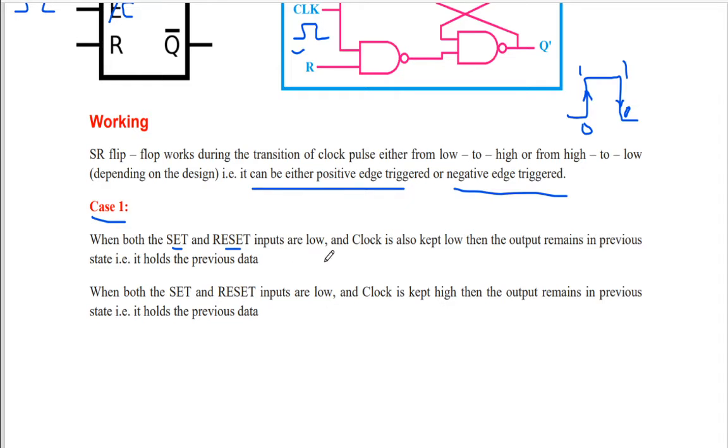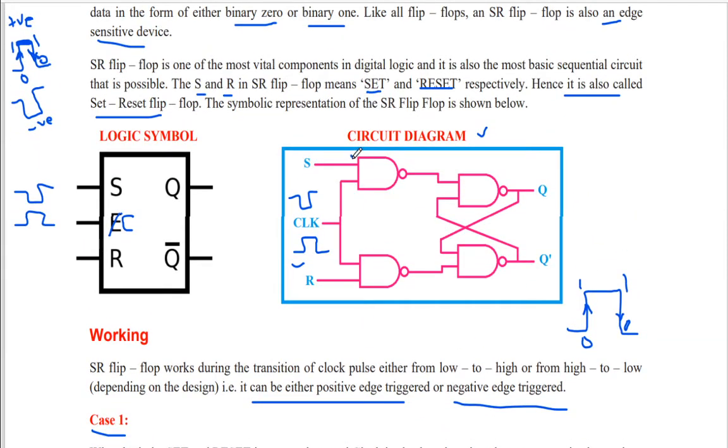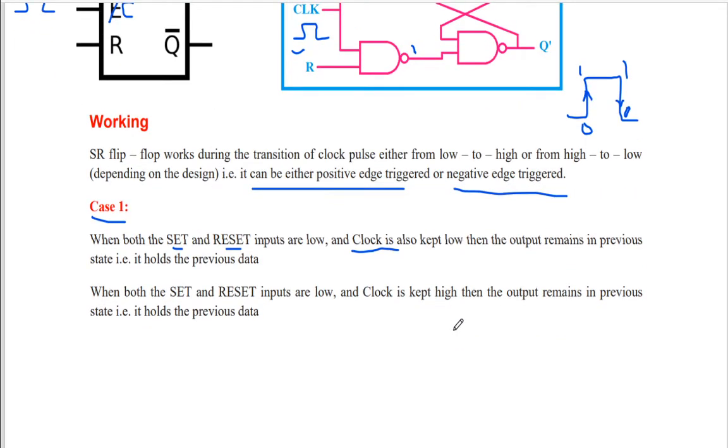When set and reset inputs are low, and we have the clock pulse also kept low and have not applied any clock pulse, what will happen? We know that the NAND gate will always produce a high output. Both the NAND gates will produce a high output. You can see the truth table of the NAND gate that we have discussed earlier. So here the output remains the same.